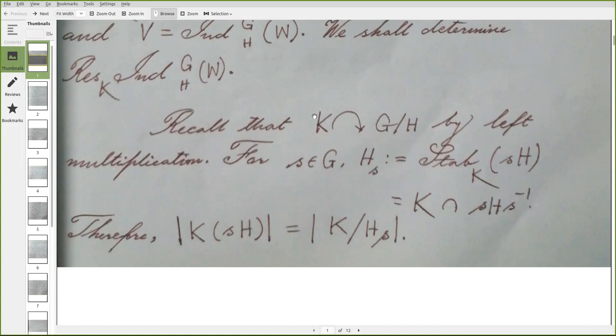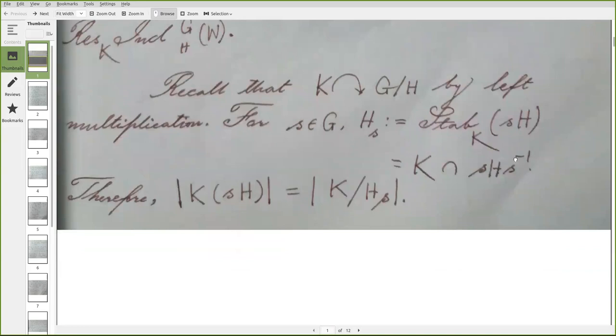And then it is very easy to see that this becomes exactly this, because if x belongs to K such that xsH is sH, then that forces x to be in sHs inverse. So this is what we have. And then for any sH, the orbit of sH is this. So this is nothing but the set of all cosets of the form ksH, where small k runs over all elements in capital K. So this is the orbit of sH, and by the orbit-stabilizer formula, the size of the orbit is the order of K divided by the order of the stabilizer, which is this.